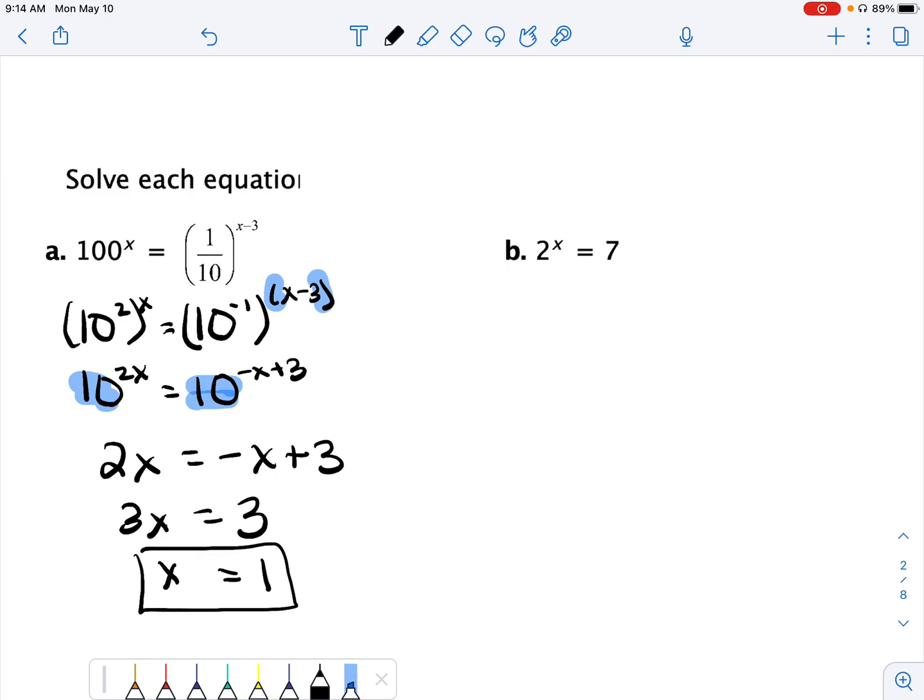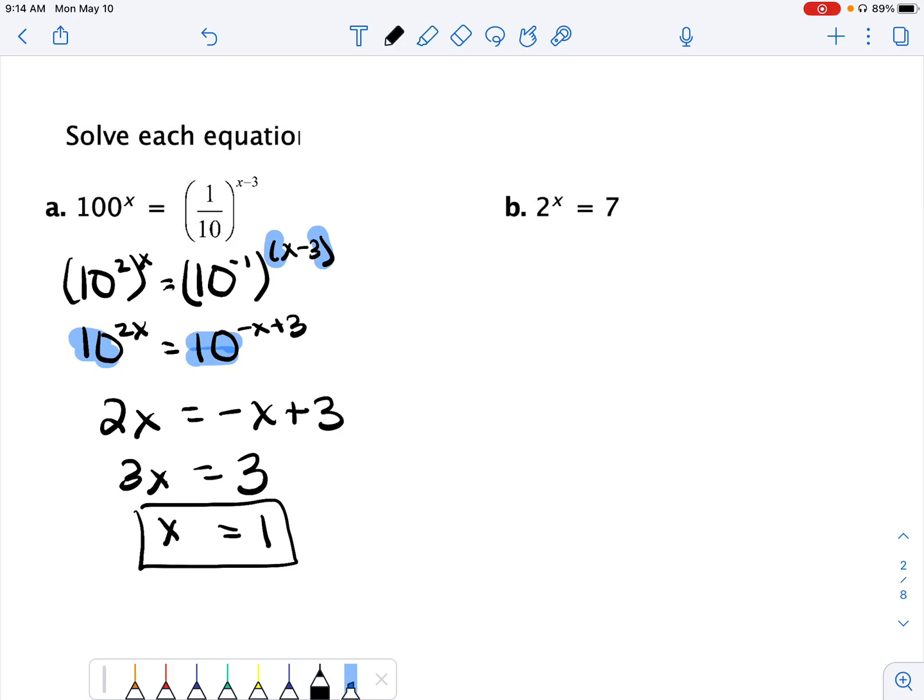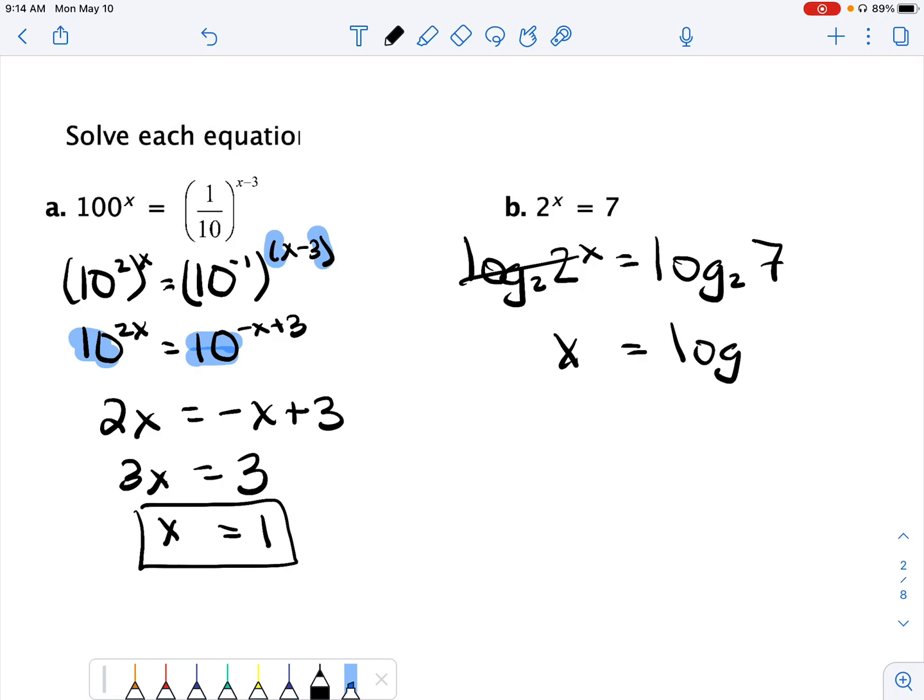Now let's look at b. I need to make the bases the same, and it doesn't look like, 2 and 7, there's no way that I can make that the same. So what we're going to do is we're going to log both sides. Now when we log both sides, remember, we're going to do it as log base 2 for both sides. Because once I make it log base 2, remember that cancels out. So now the x is going to equal log base 2 of 7. Stick that in the calculator and you find out that it's approximately 2.807.